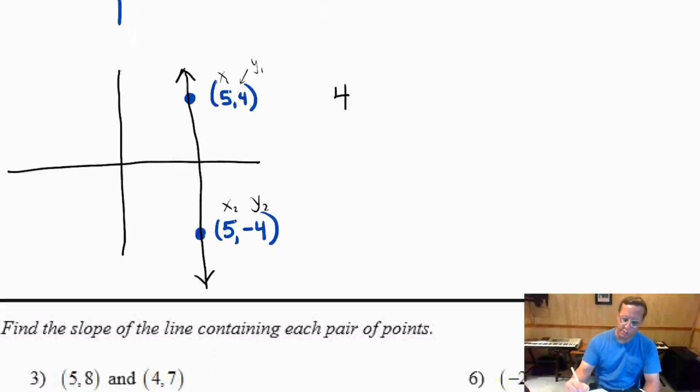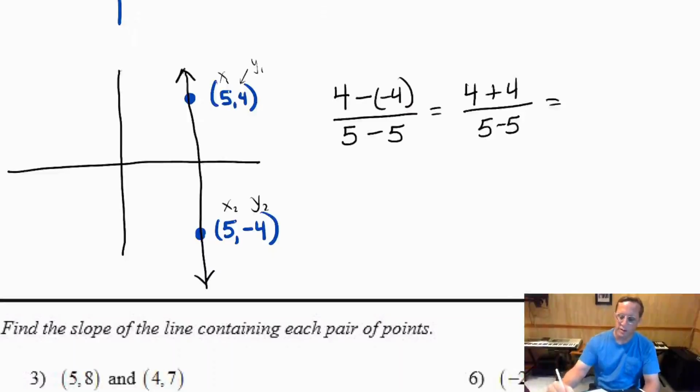So change in y would be 4 minus -4, and then the change in x is going to be 5 minus 5. Now 4 minus -4 means really 4 plus 4, and 5 minus 5. Now 4 plus 4 is 8, and 5 minus 5 is 0.